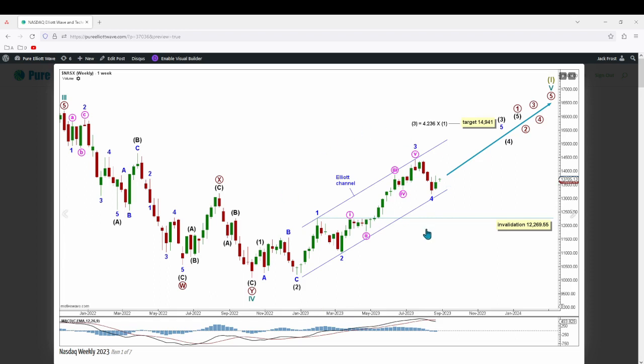Currently, the impulse of intermediate wave 3 has a perfect look and fits neatly within this Elliott channel drawn here. This Elliott channel is drawn using Elliott's first technique, drawing a line from the end of minor wave 1 to the end of minor wave 3, with a copy on the end of minor wave 2.